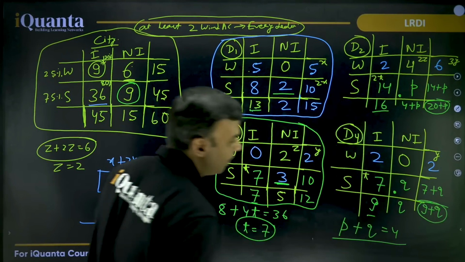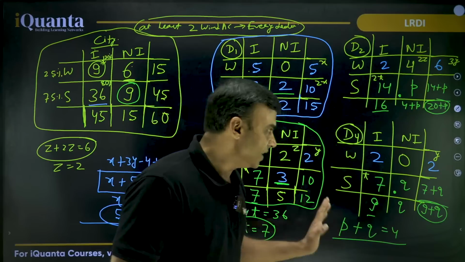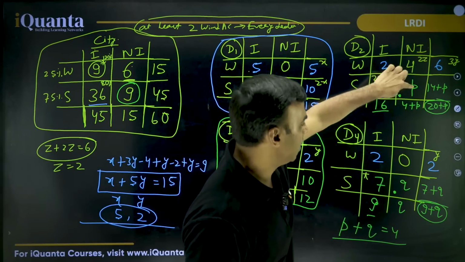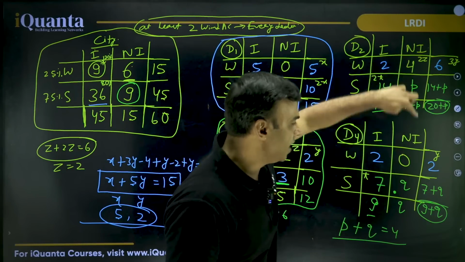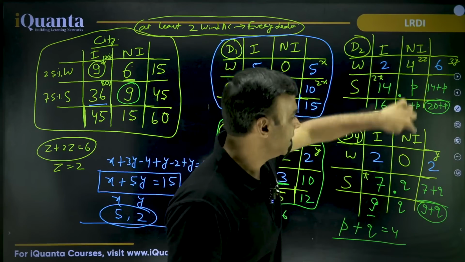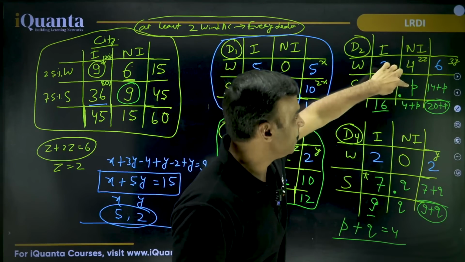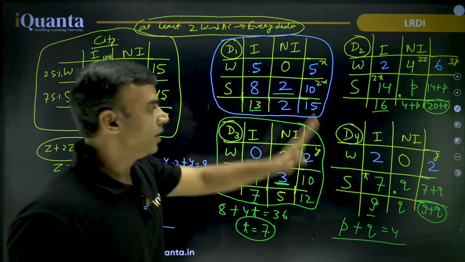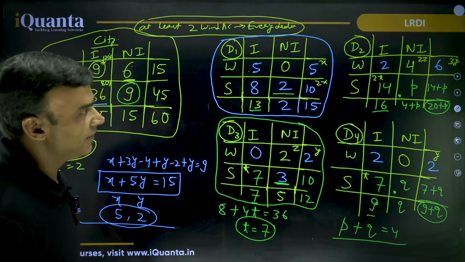We don't know about the values of P and Q. One thing is, we know if P is 0, Q will be 4. If P is 1, Q will be 3. If P is 2, Q will be 2. If P is 3, Q will be 1. And if P is 4, Q will be 0. Right? That's the combination that we have.